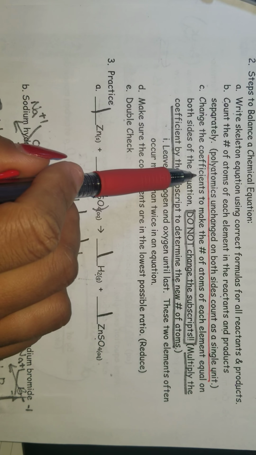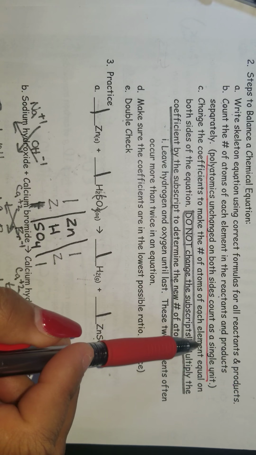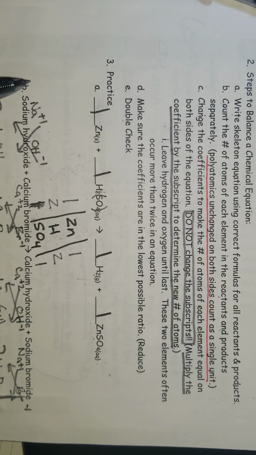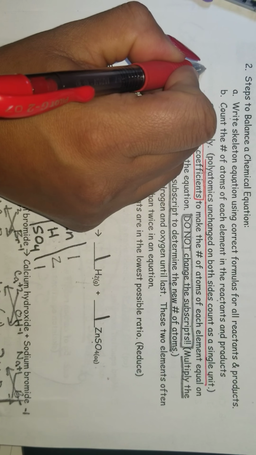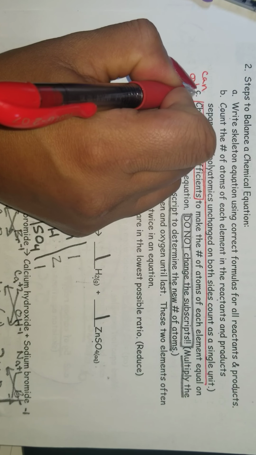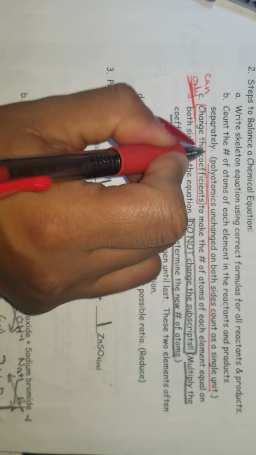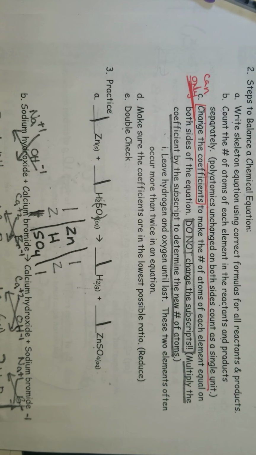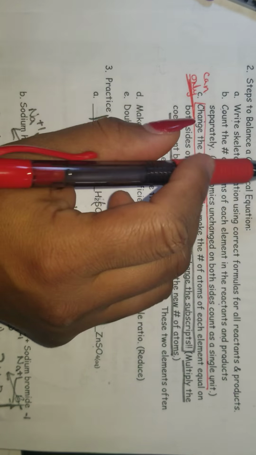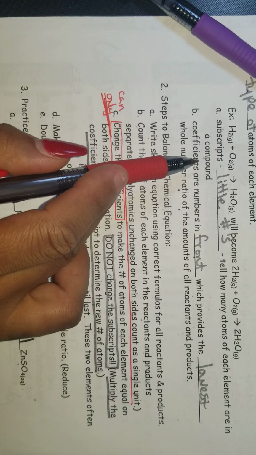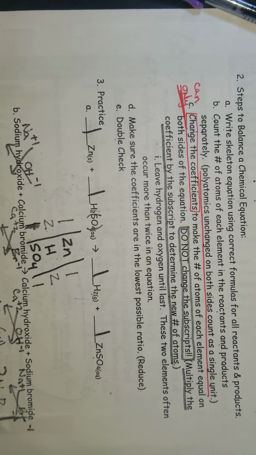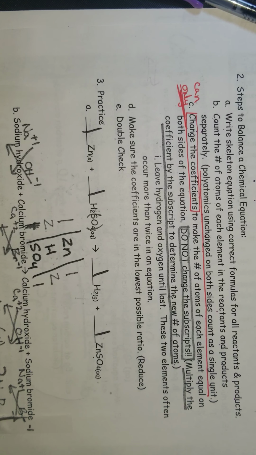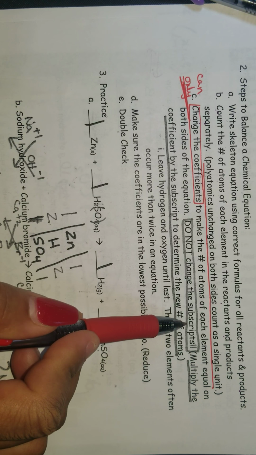Part C, change the coefficients to make the number of atoms in each element equal on both sides. Hold up, let's go back. This is the number one important part that we need to know. You can only change the coefficient number, meaning you are unable to change that little bitty subscript number. You can't change it. You can only change the big number in the front, which is called the coefficient. And so you have to change it until both sides equal the same amount of atoms. Do not change the subscript ever.